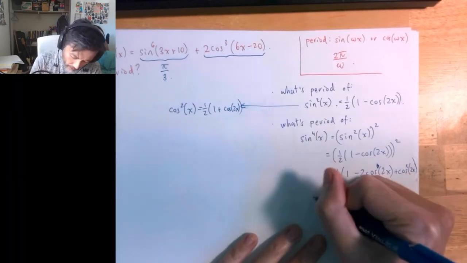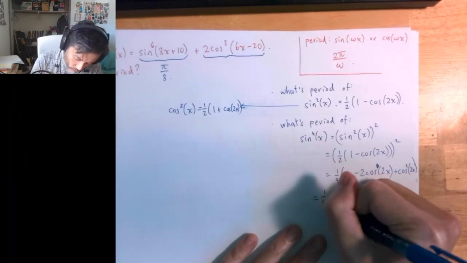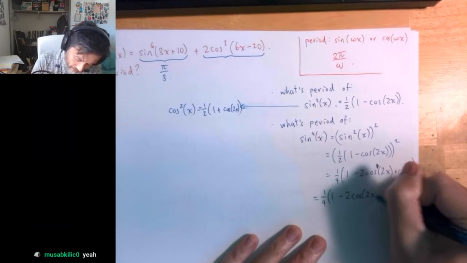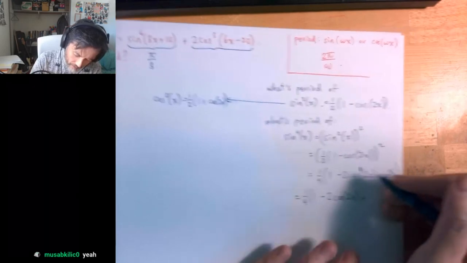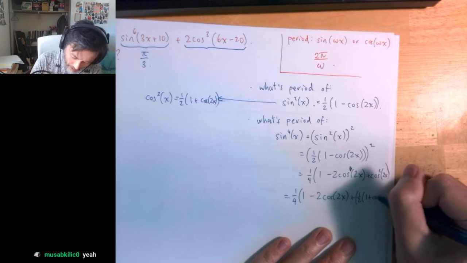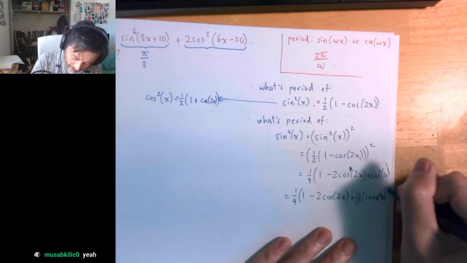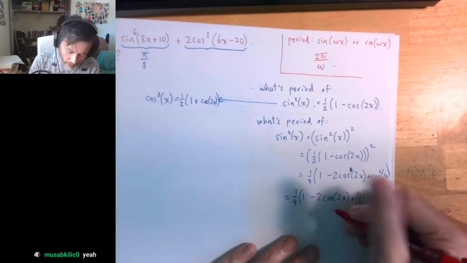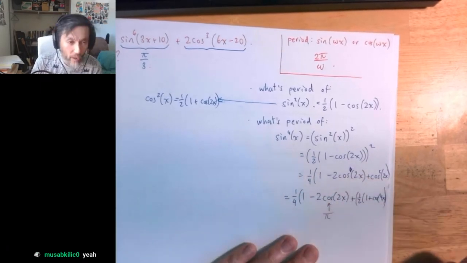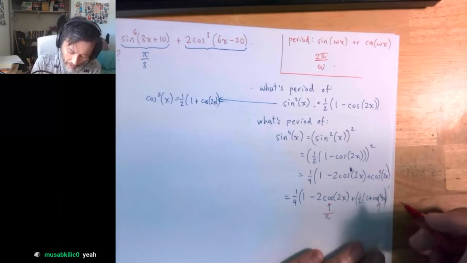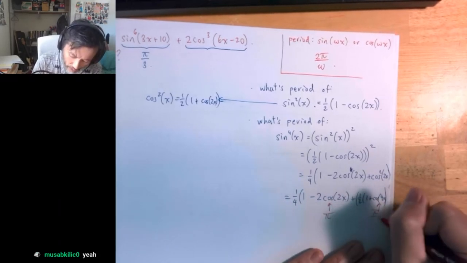So that this becomes, in the end, 1 fourth times 1 minus 2 cosine 2x plus 1 half times 1 plus cosine 4x. I don't have enough room. And the problem now is that, well, this has period pi, sure. But what's the period of this piece right here? This one is pi over 2 now.